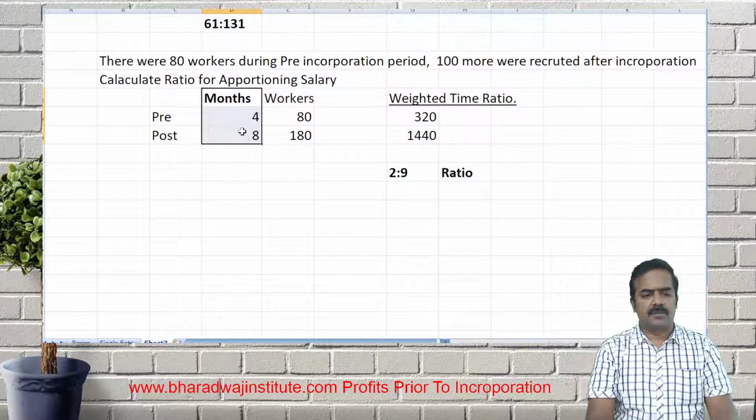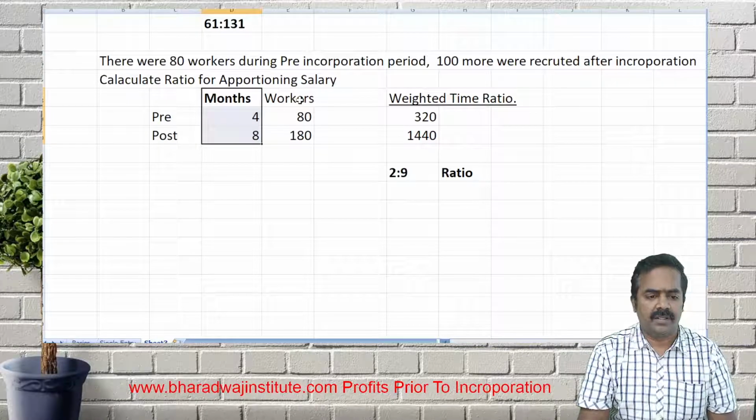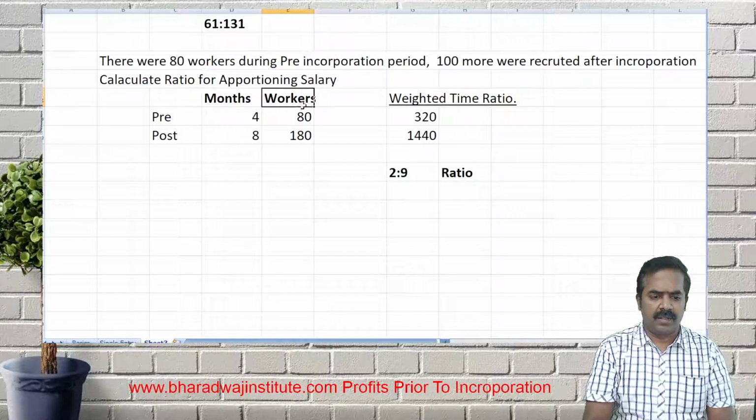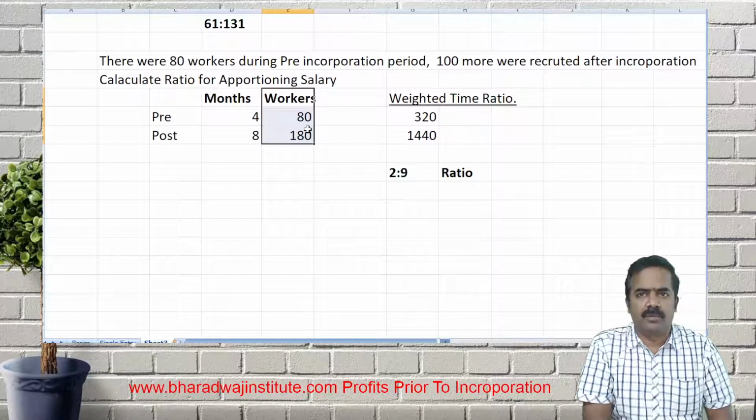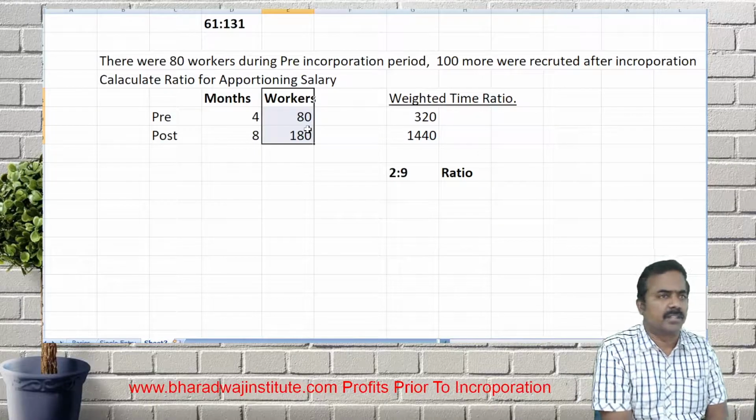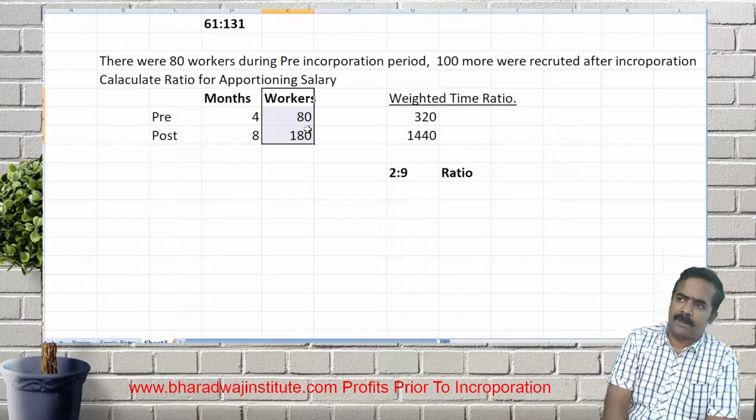Generally, the salary is apportioned based on what? The time period. Since workers' data is available, we multiply with what? Number of workers, so that we get weightage for both time as well as what? Number of workers.